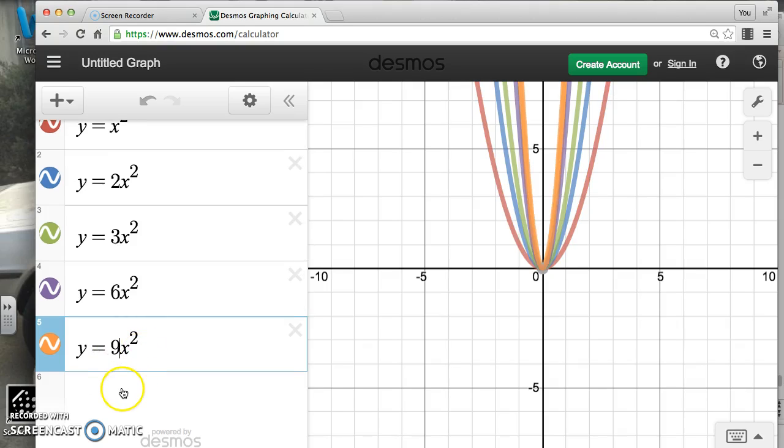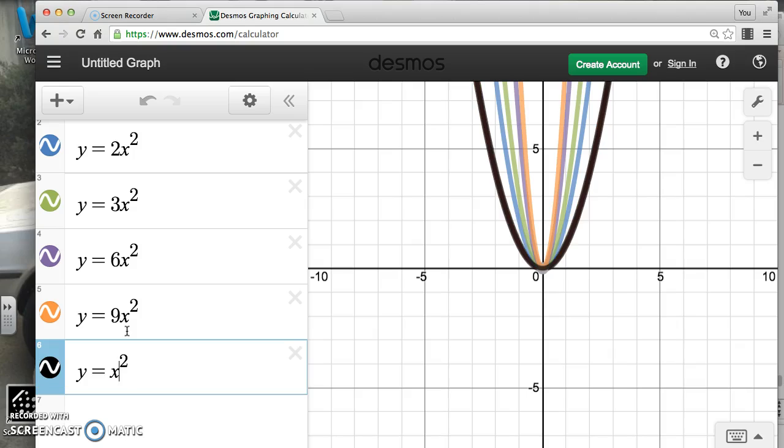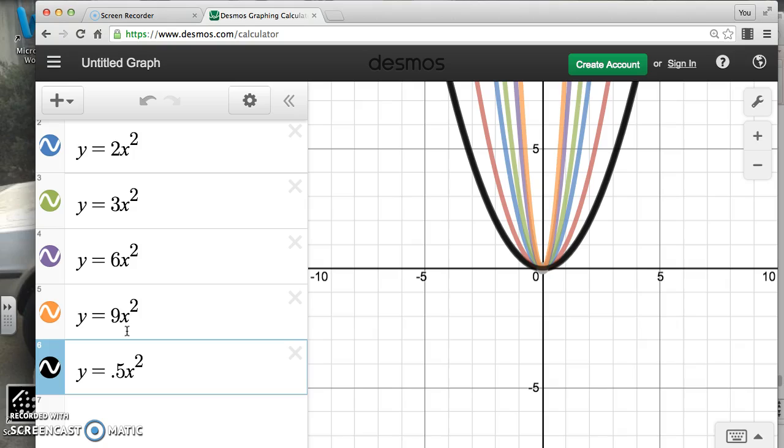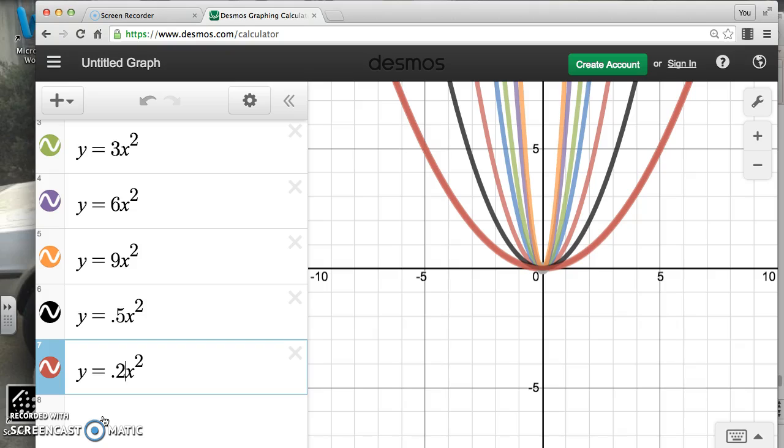So if a bigger number makes it skinnier, then a number less than 1 should make it wider. Let's paste. For a number less than 1, you can use a fraction or a decimal. You could put 0.5, that's wider. 0.6 would be skinnier than that. Let's go with something smaller than 0.5, say 0.2, and again it's wider still. So changing the numbers here will change the width of the graph.